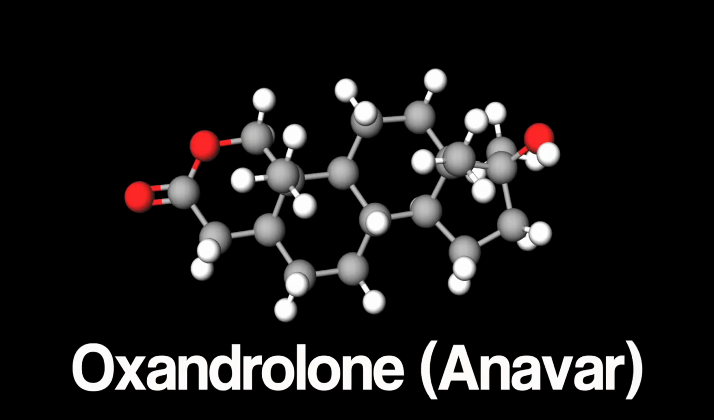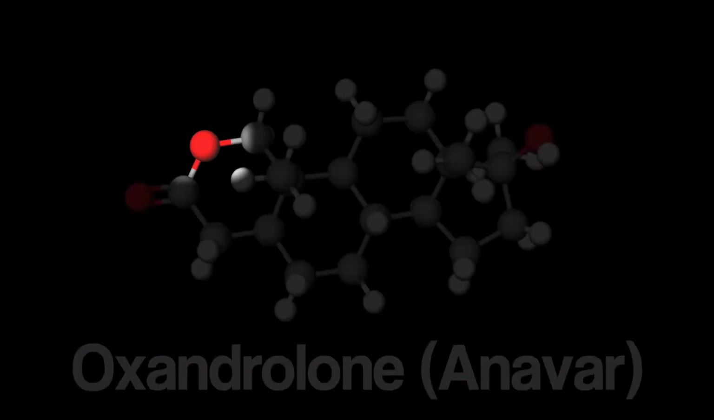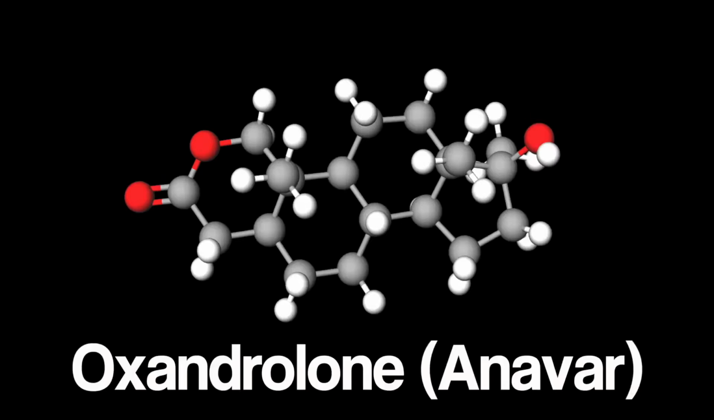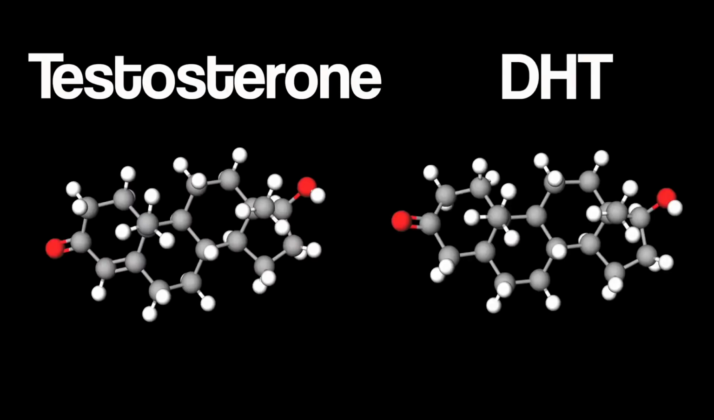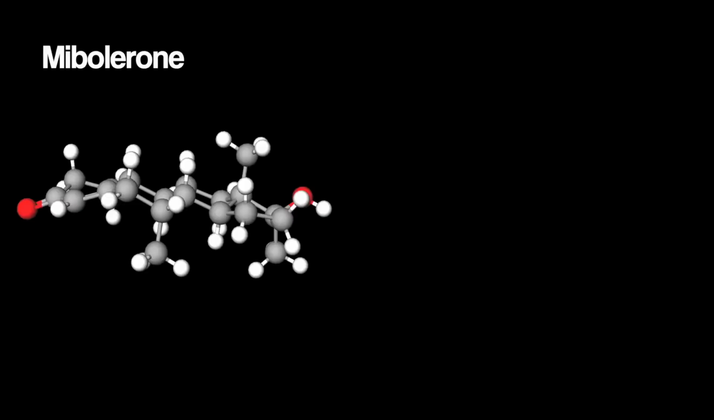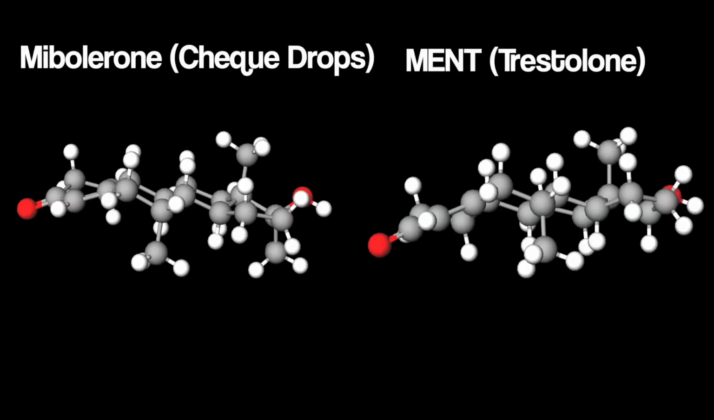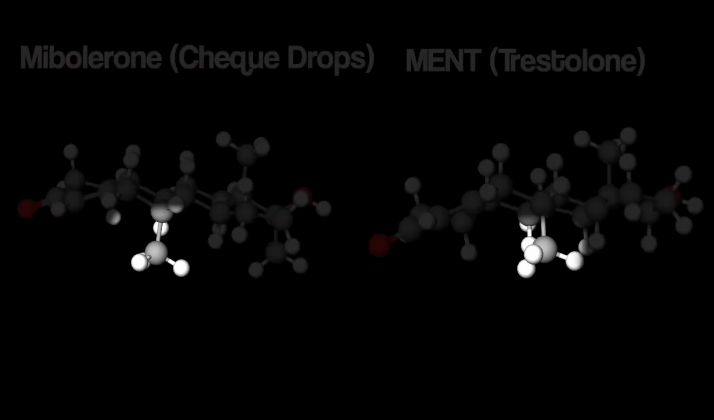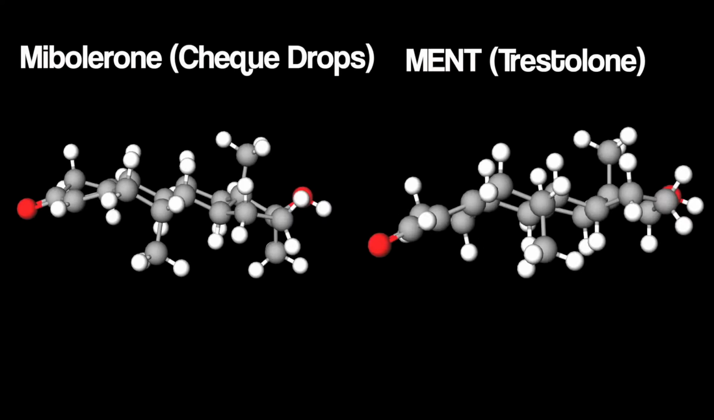Oxandrolone, which is Anavar, adds an oxygen at carbon position 2, which increases the anabolic activity, essentially by changing the stereoelectric environment of the steroid, and this increases anabolic potency. As I said before, DHT loses the double bond between C4 and 5, so it is a lot more androgenic than anabolic. Mibolerone, which is Check Drops, and Ment, which is Trestolone, are examples of steroids with a methyl group at C7, so carbon position 7. This both increases the binding affinity as well as their anabolic potential.